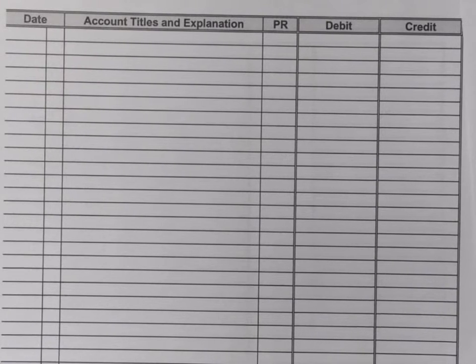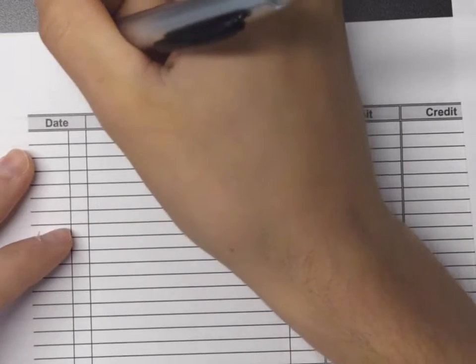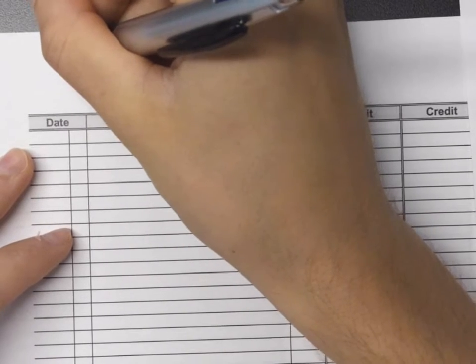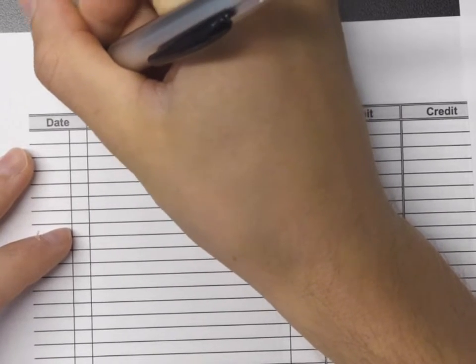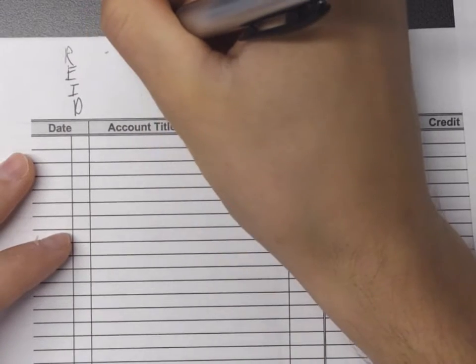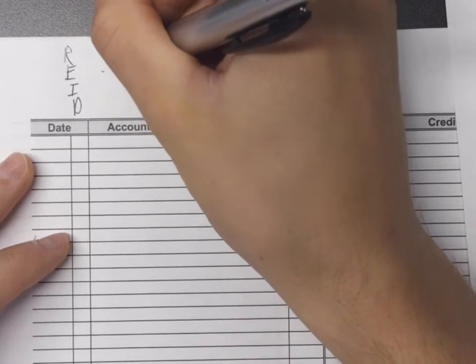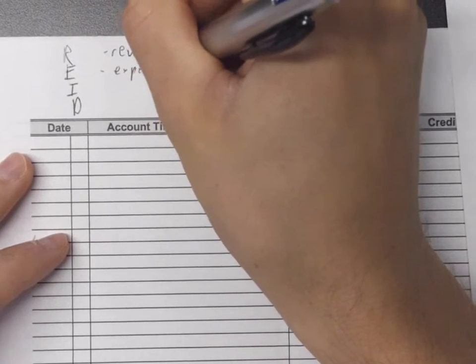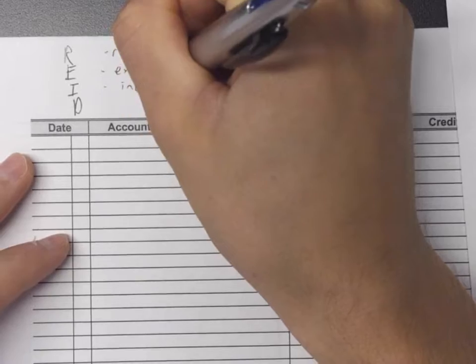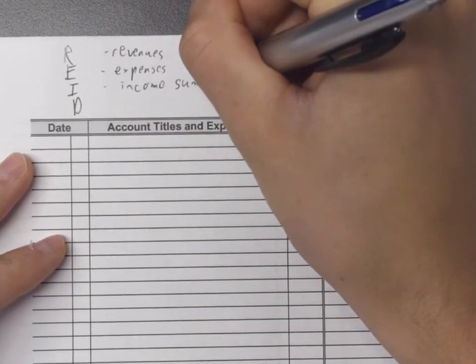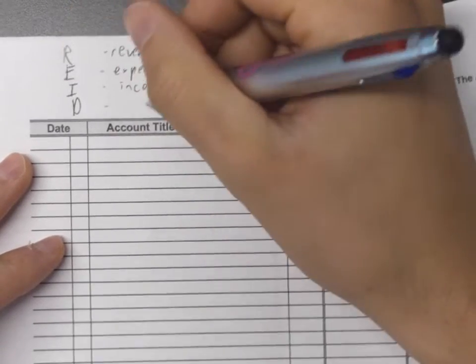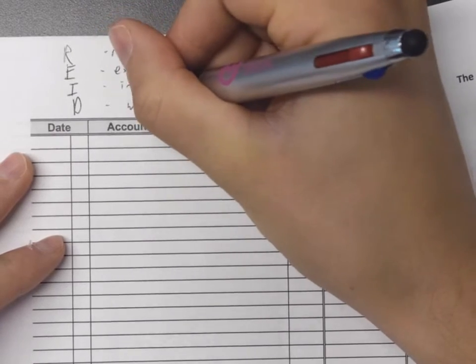When it comes to closing off these accounts, there's a handy-dandy acronym we can use. I'm sure Evan's taught it to you, but you're going to want to memorize it. It's called READ. R for revenues. E for expenses. I for income summary, an account we're about to create. And D for draws or withdrawals.